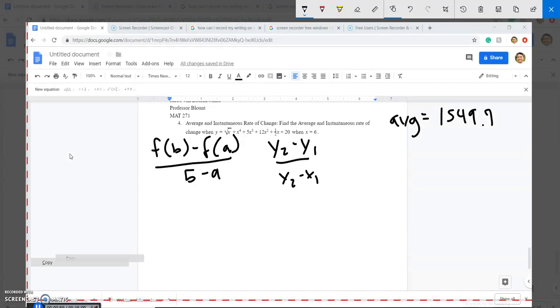x2 minus x1. Okay. These are both the same exact equations. I'm just going to go ahead and use the first one that I wrote down because I feel like that's the easiest interpretation of it. All right. And so f of b minus f of a. B and a are going to be the limits, or the numbers that we're going to be using to determine that instantaneous rate of change.